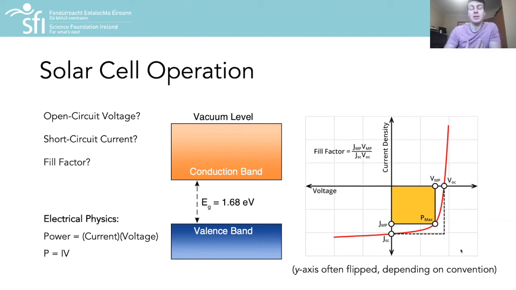So essentially it's a measure of the squareness of our JV curve, which you will recognize if you know what the JV curve for a diode looks like. And so its value primarily depends on recombination and resistance at material junctions in the solar cell.